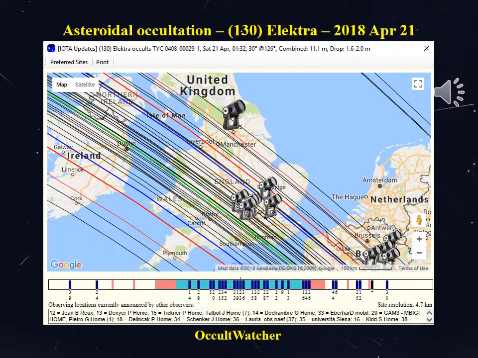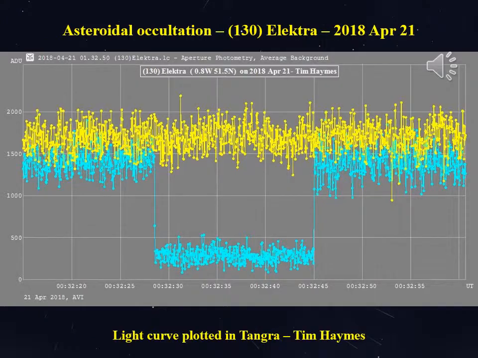Here's Tim and his fellow observers in southern England. I wasn't successful, but many of them were. And Tim got a nice light curve here, so you can see it's a long duration. One, what's that, 15 seconds or so? It's rare to have one of that duration.